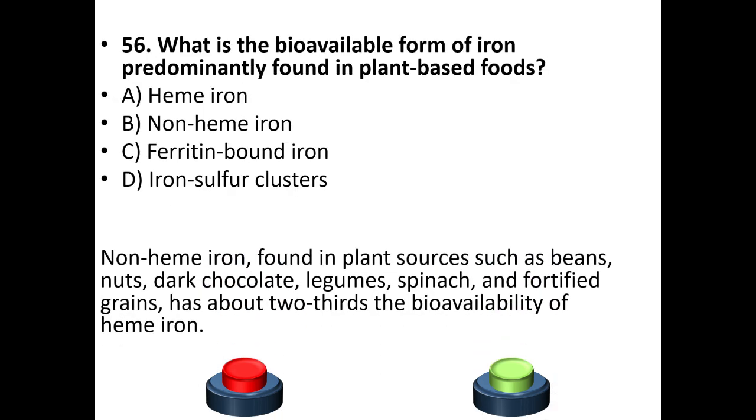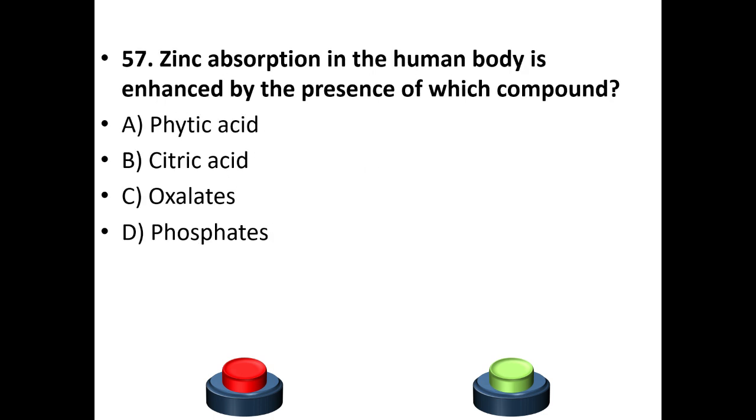56. What is the bioavailable form of iron predominantly found in plant-based foods? Heme iron, non-heme iron, ferritin-bound iron, iron-sulfur clusters. Which is the answer? Here the answer is B, non-heme iron. Non-heme iron found in plant sources such as beans, nuts, dark chocolate, legumes, spinach, and fortified grains has about two-thirds of the bioavailability of heme iron.